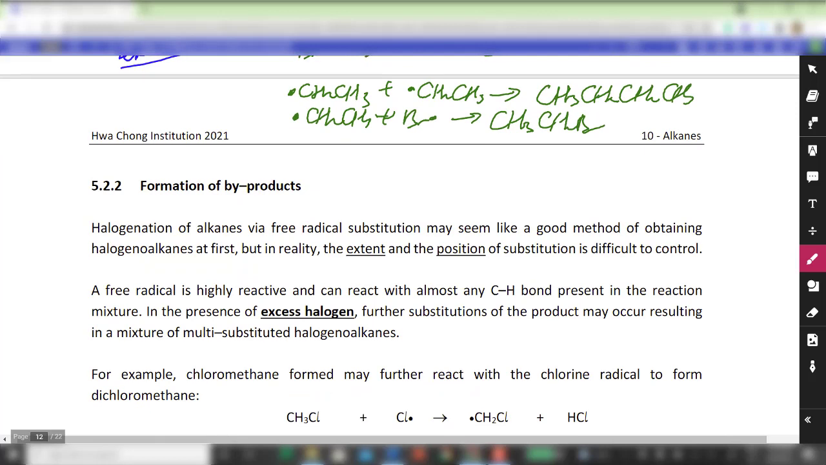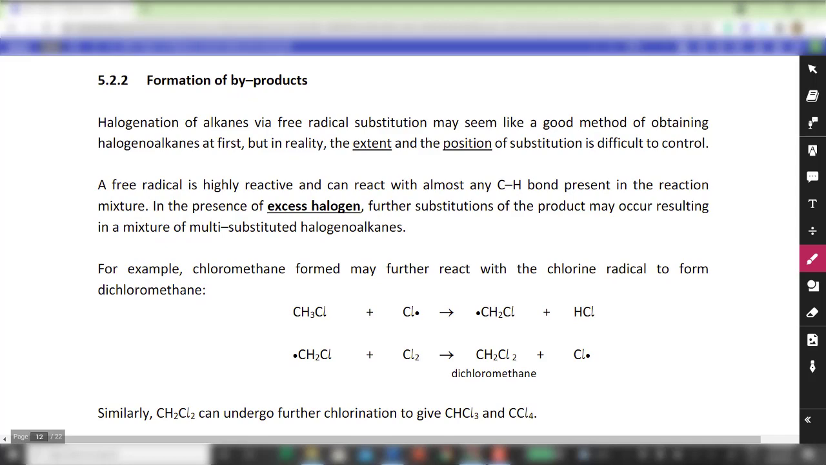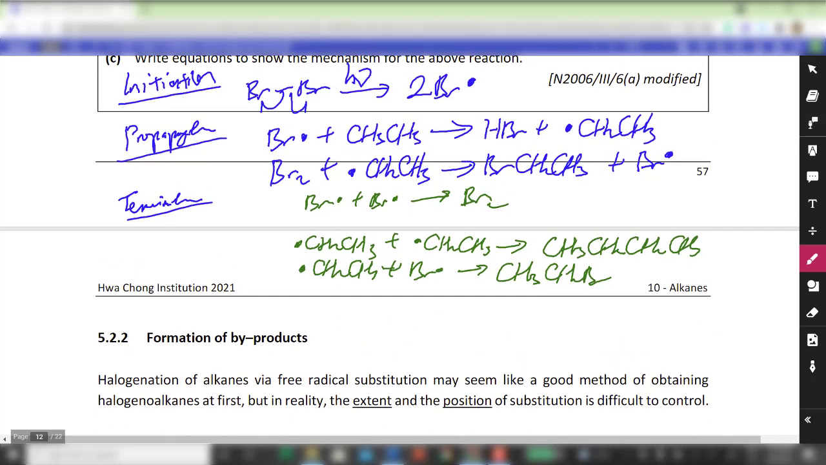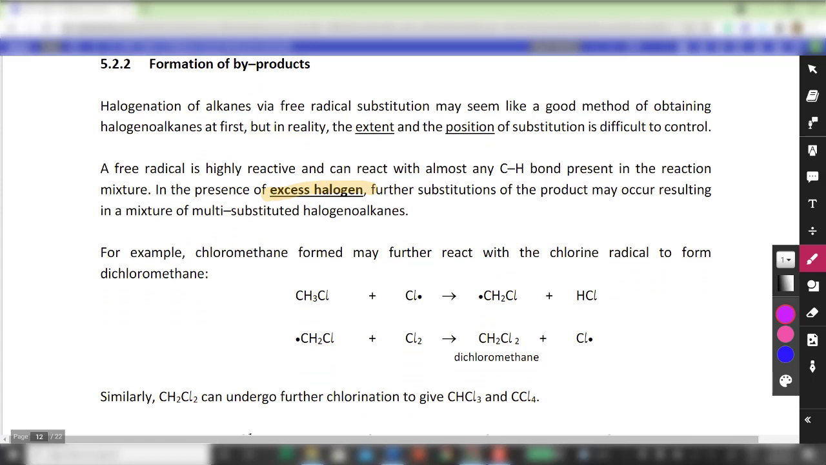And I think you can see from the above that you would expect the formation of a number of byproducts, because remember earlier on I mentioned that my propagation step only stops here, but if you scrutinize further, the bromine radical can technically continue to extract a H from here. If you are sharp enough, you might realize that. So these are what we call the byproducts, which could result in multiple substitution. You need to be aware that in the presence of excess halogen, multiple substitution has a very high chance of occurring, and you end up with dichloromethane, trichloromethane, or even tetrachloromethane.